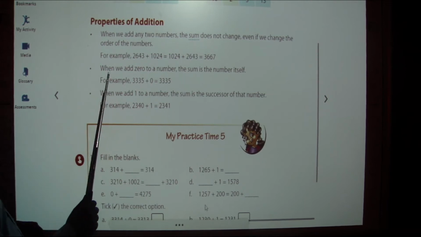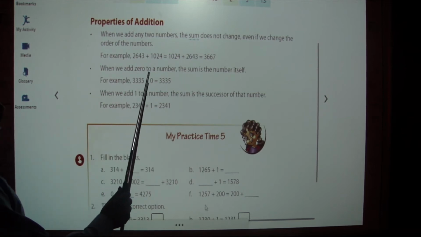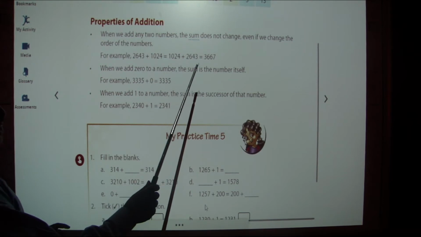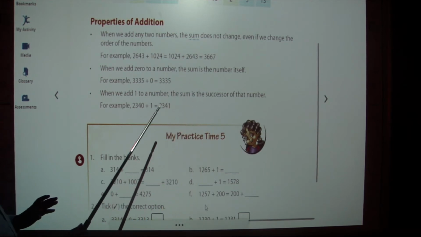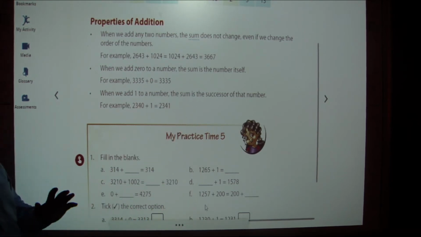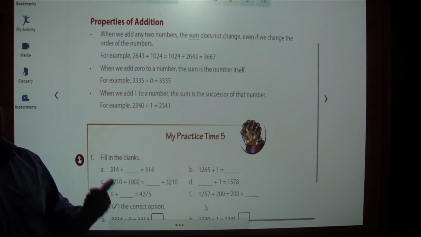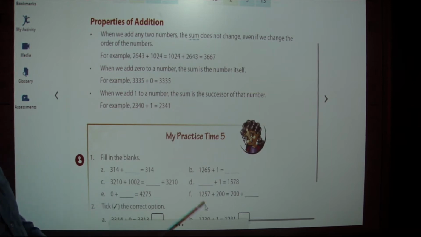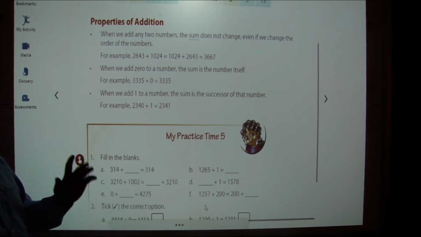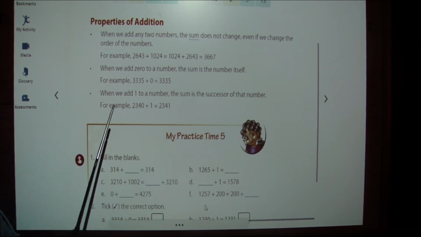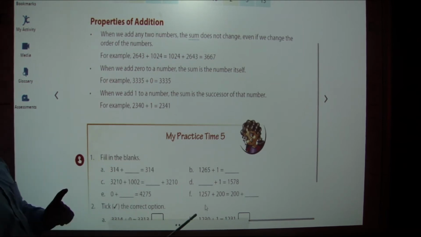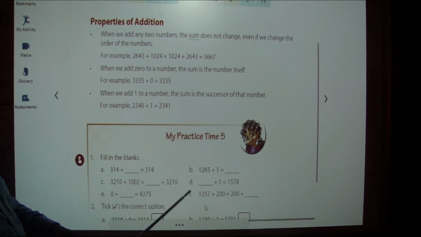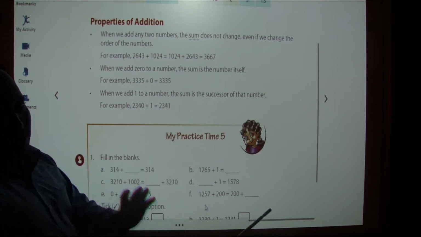Then the second one: when we add 0 to a number, the sum is the number itself. That means when we add any number with 0, the answer is itself. The third point is successor. Successor means plus 1. When we add 1 to a number, the sum is the successor of the number.